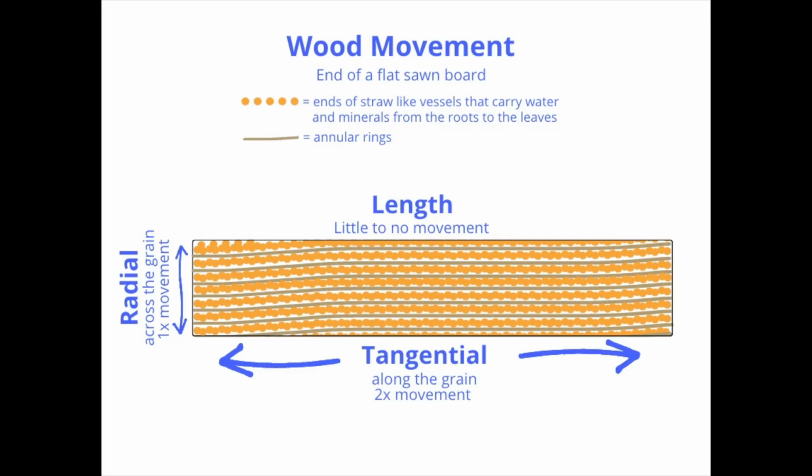But how does wood actually expand and contract? Well, wood expands and contracts the most tangentially, or along the same direction as the growth rings. Wood moves about half that amount radially, or across the rings. But wood moves very little along the length of a board. To put it simply, a plain sawn board, one in which you see cathedrals, with the grain running vertically, expands and contracts the most in its width.